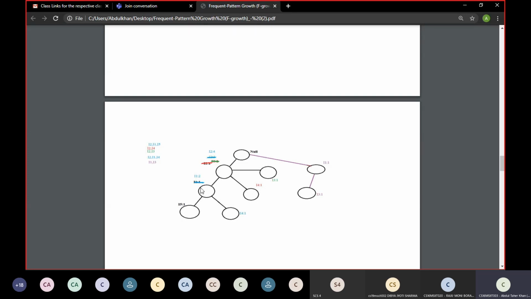Yes, if we have an I1 node here, but we cannot go directly, right? So we will create a new node. That's why we created a new node.